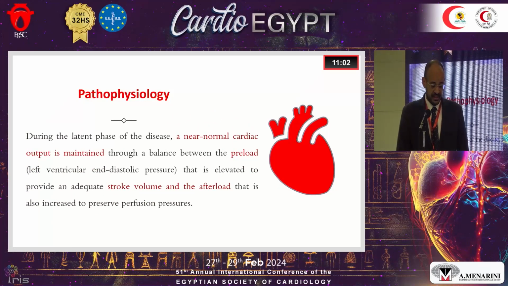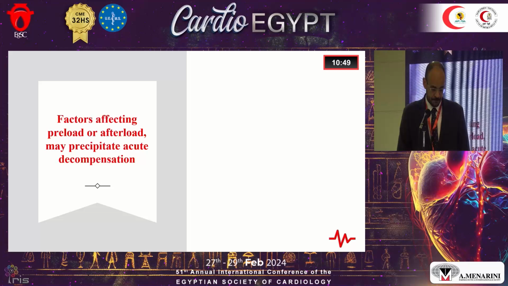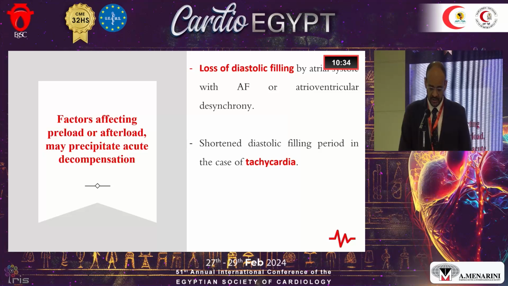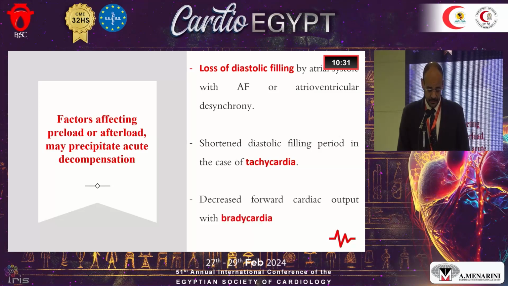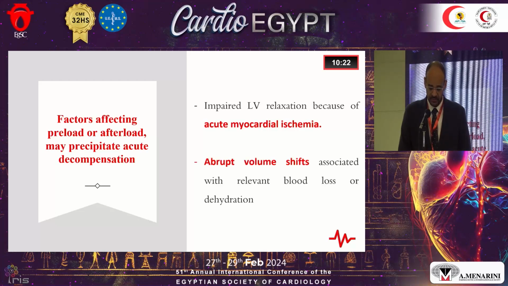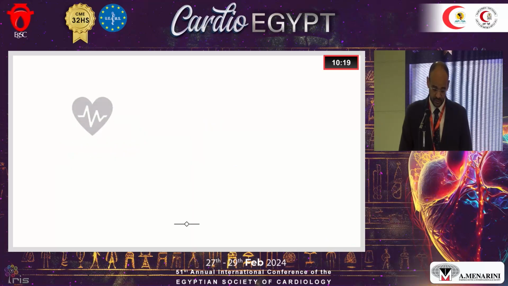During the latent phase of the disease, a near normal cardiac output is maintained through a balance between the preload that is elevated to provide an adequate stroke volume and afterload that is also increased to preserve perfusion pressures. But there are many factors affecting preload and afterload that may precipitate acute decompensation, such as loss of diastolic filling by atrial systole in patients with atrial fibrillation or AV dyssynchrony, shortening of the diastolic filling period in case of tachycardia, or decreased forward cardiac output with bradycardia. Also impaired LV relaxation because of acute myocardial ischemia, and abrupt volume shift associated with relevant blood loss or dehydration.